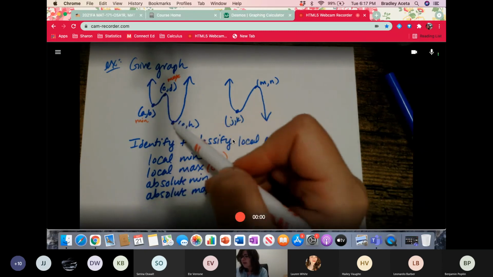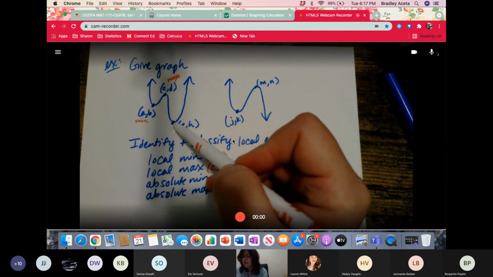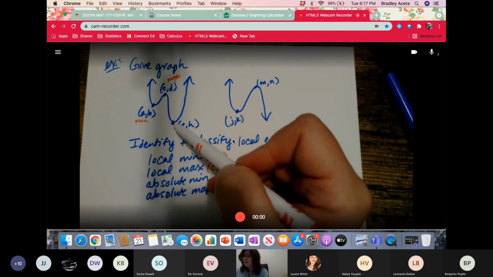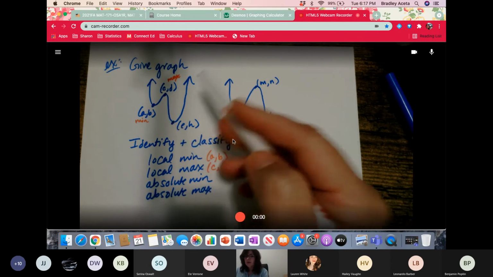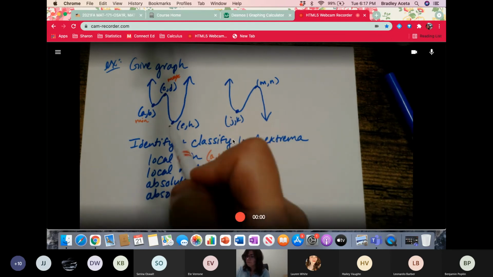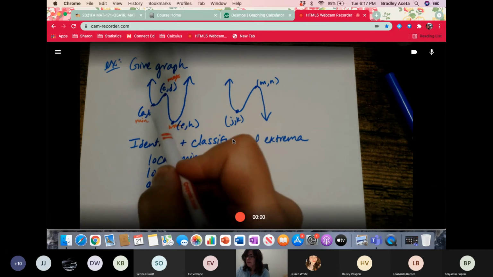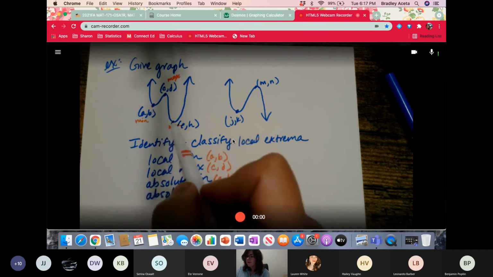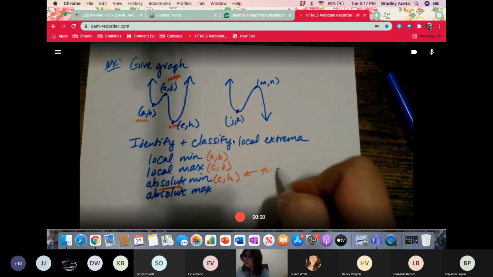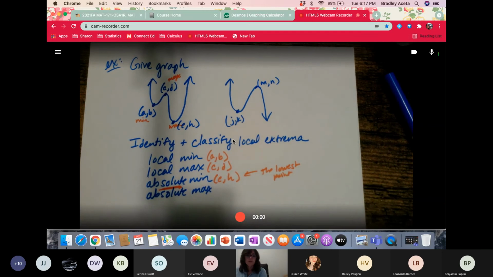Now, as I'm going down, I'm at this point EH. Is there anything below me? This is a min again, but is there anything below me? No, this is an absolute min, EH. So again, mins are low points on the graph. Absolute min is the lowest point on the graph. That is the lowest point. There is nothing lower than him.